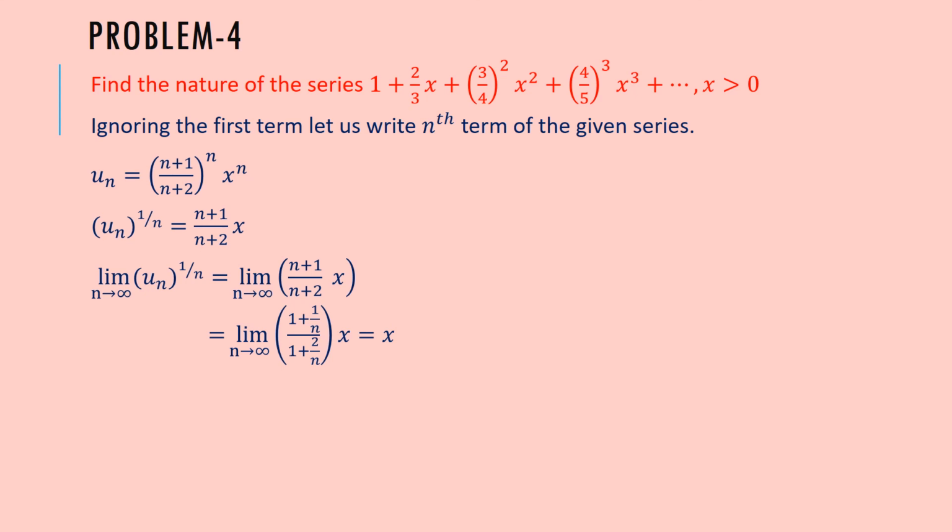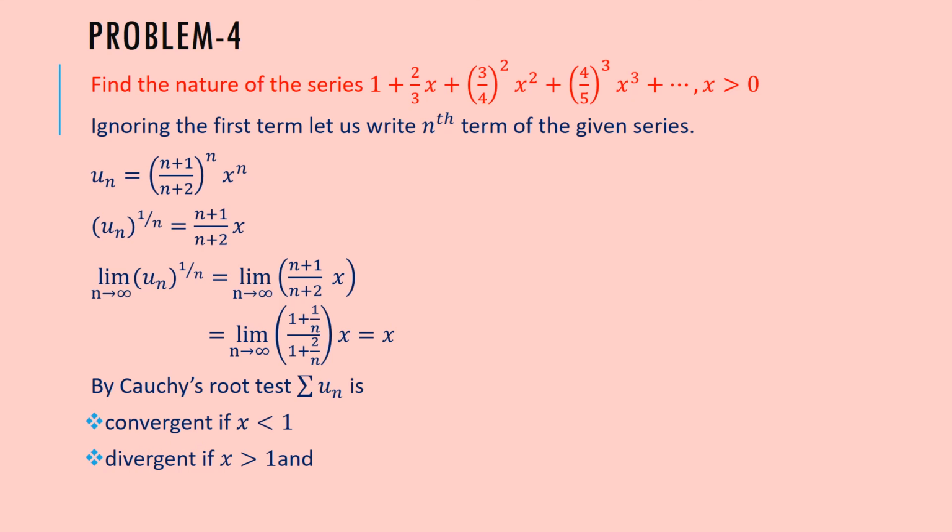Now by Cauchy's root test, we define the character or nature of the series by defining x. If x is less than 1, then the series is convergent. If x is greater than 1, then the series is divergent, and if x is equal to 1, then the test fails here.